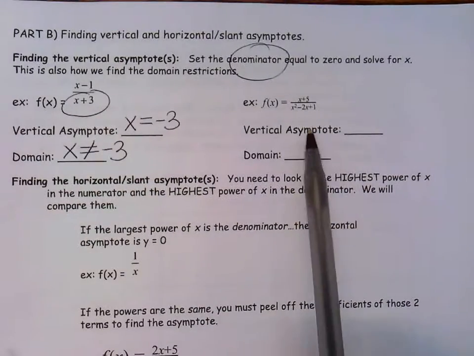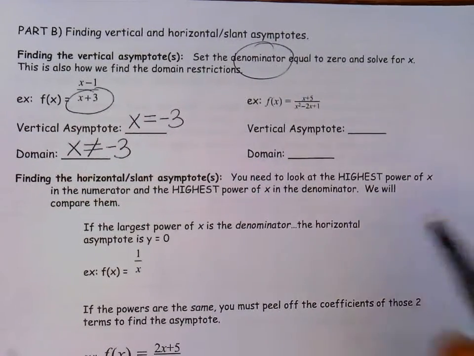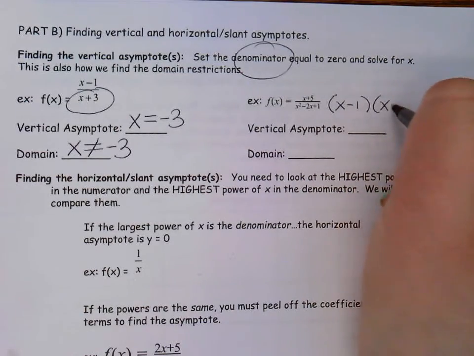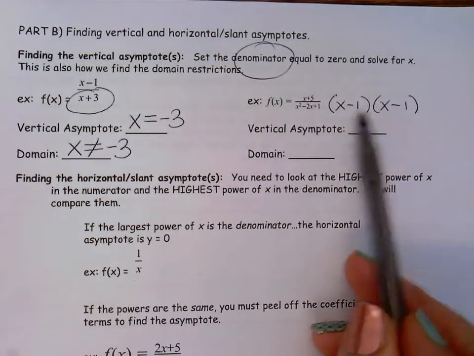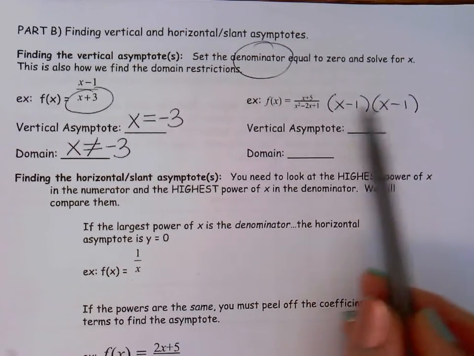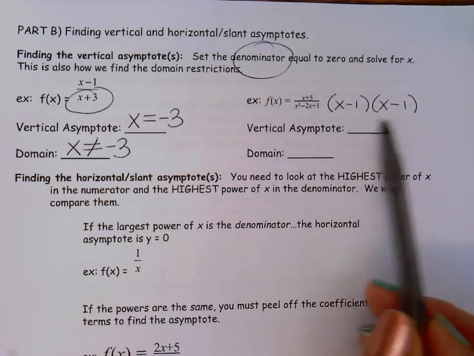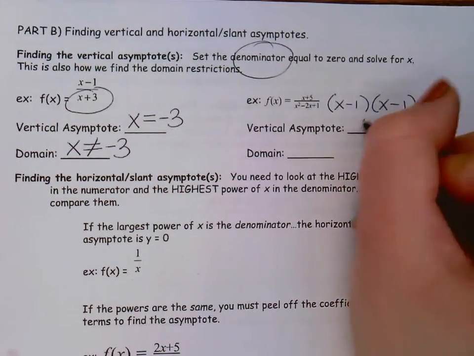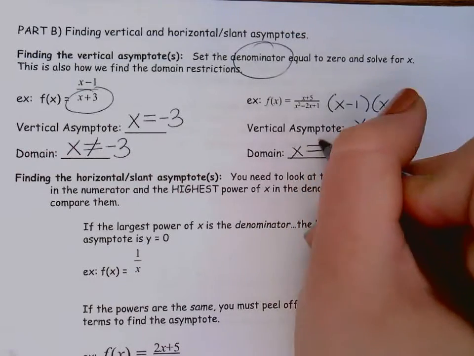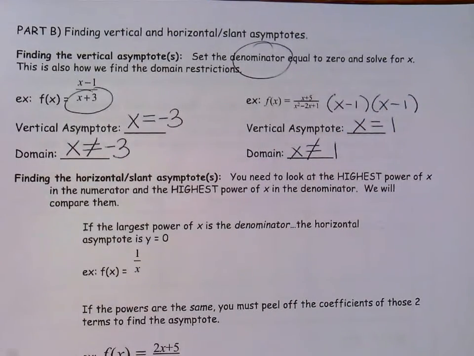And sometimes you might have to factor first to make sure that you're finding all of your domain restrictions. This happens to factor into the same factor twice because it was a perfect square trinomial. So we only have the one restriction at 1, right? So x equals 1 is my vertical asymptote. X cannot equal 1 is how I'd write a domain restriction.